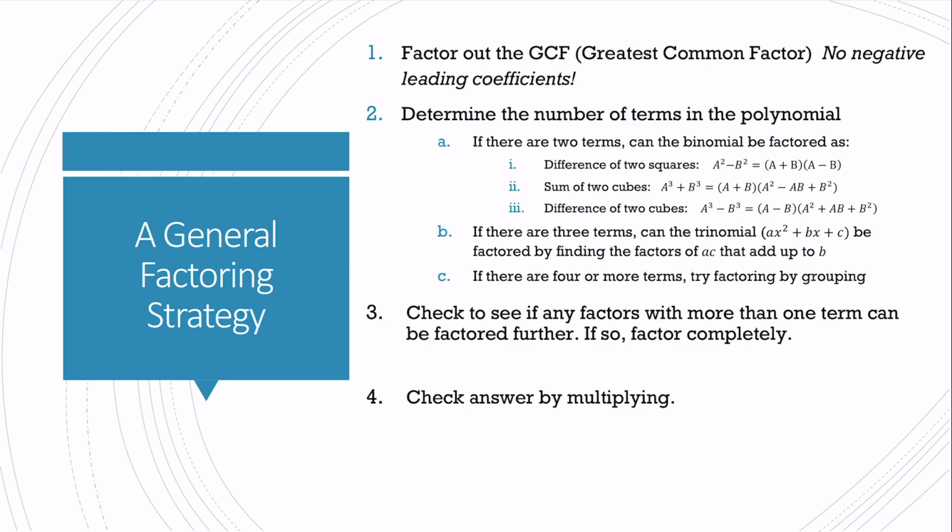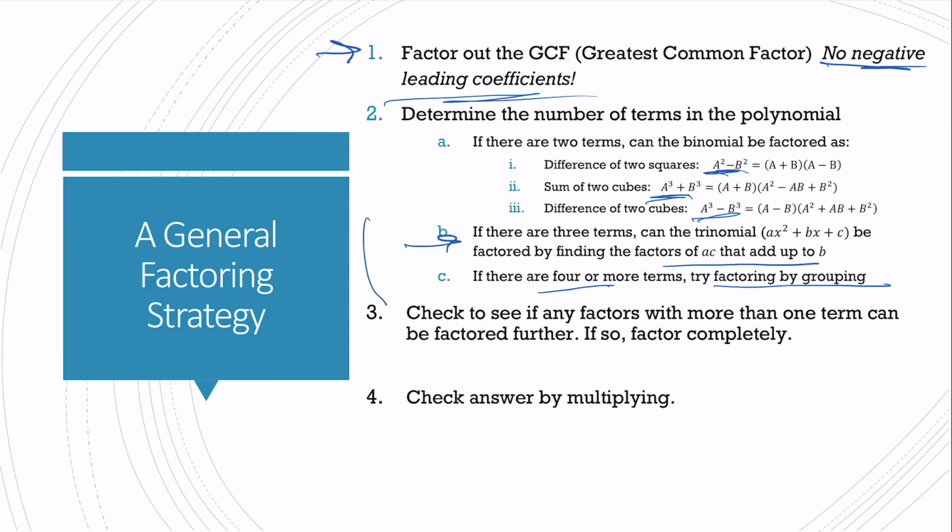So to start factoring, our first step is always going to be to factor out the greatest common factor. Also, no negative leading coefficients, right? Then we're going to look at the number of terms in the polynomial. If there's two terms, can it be factored as a difference of squares, as a sum of cubes, or as a difference of cubes? If it can, factor it. If there's three terms, find the factors of AC that add up to B. If there's four terms, factor by grouping.